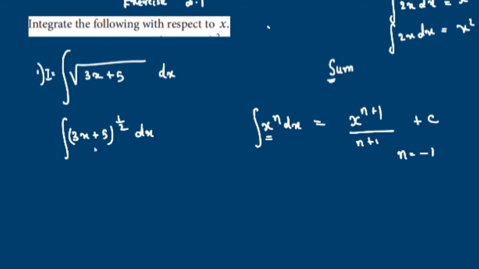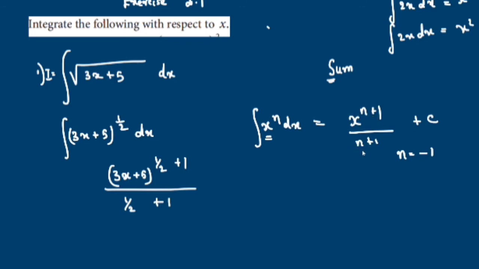Here the formula is for x, but here you have 3x plus 5. In the place of x you have 3x plus 5. So write here 3x plus 5 the whole power n plus 1. N is half, so it is half plus 1 divided by half plus 1. You understood? The formula is x power n plus 1 by n plus 1. Now the formula is for x, but you have 3x. So see the coefficient of x, this 3 you have to divide.